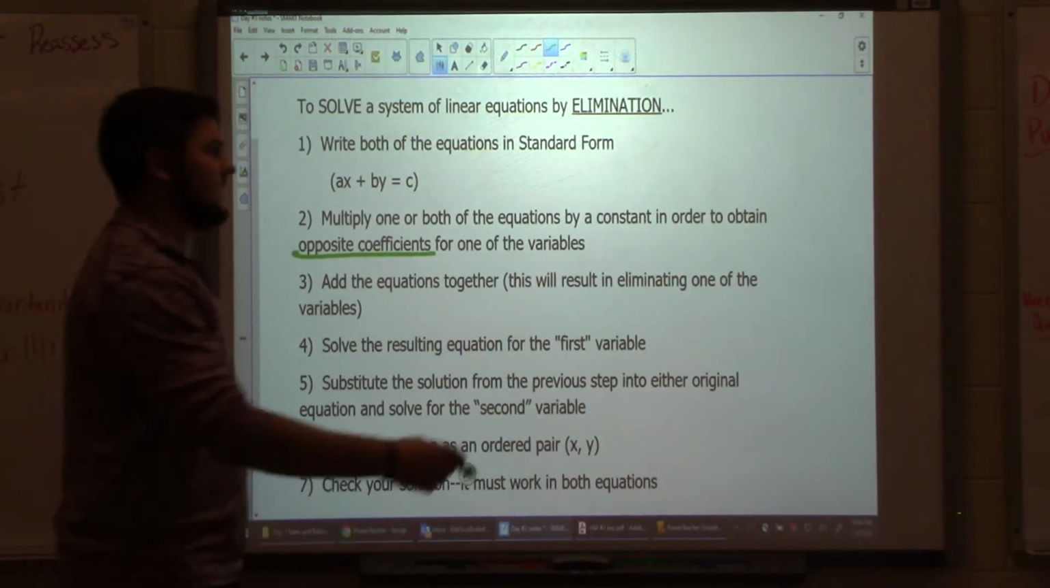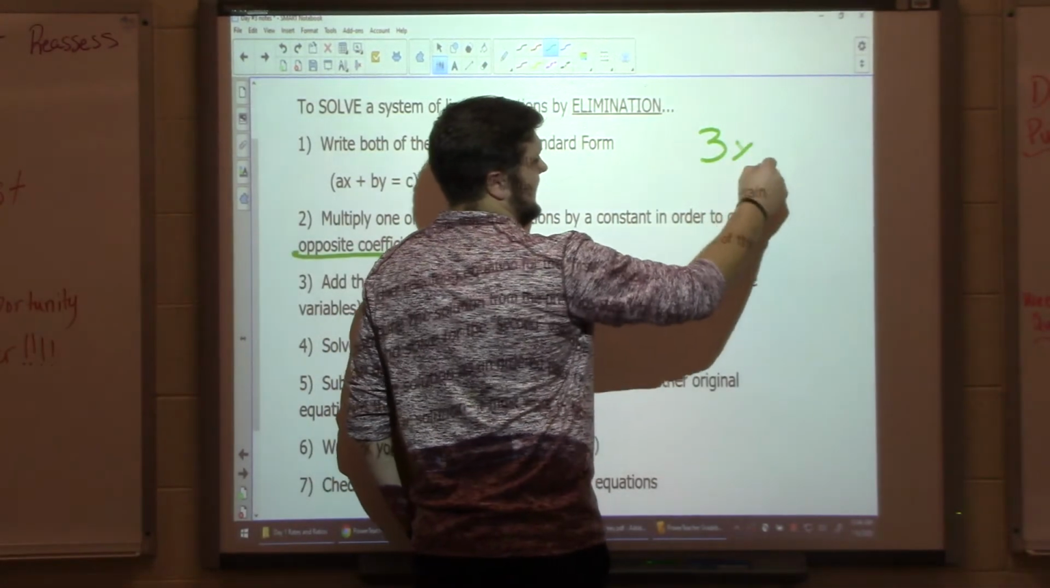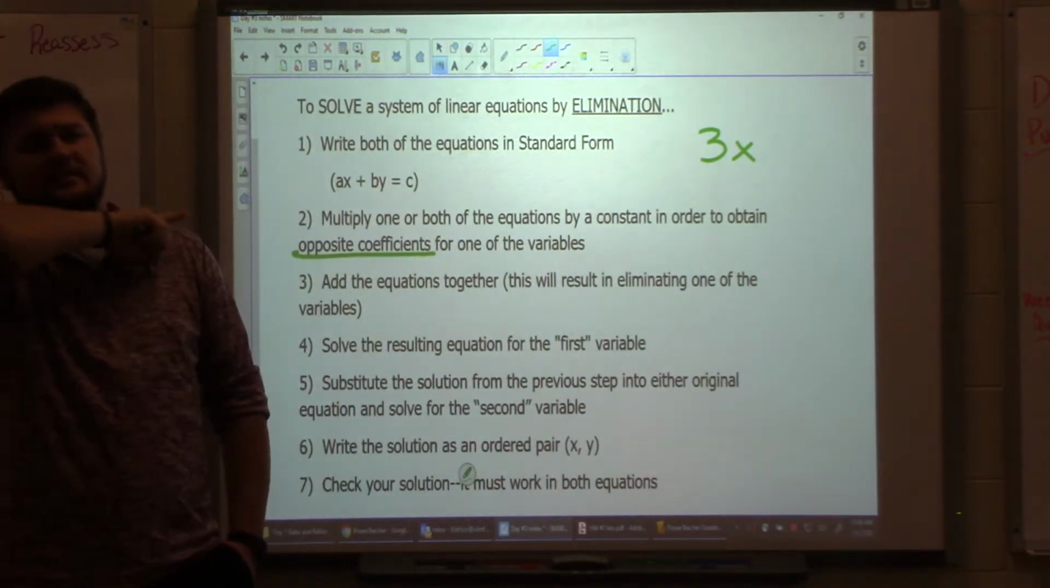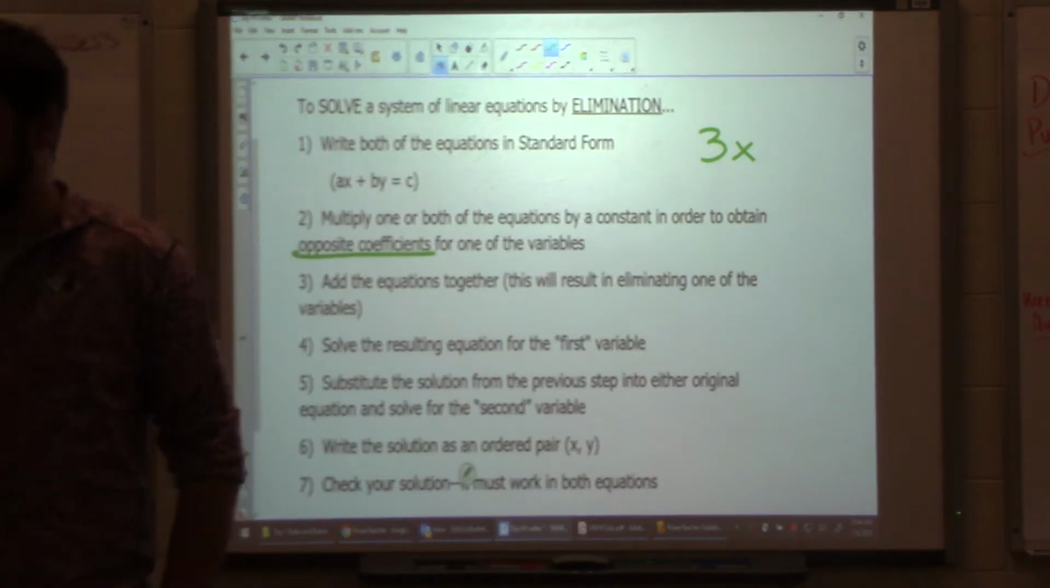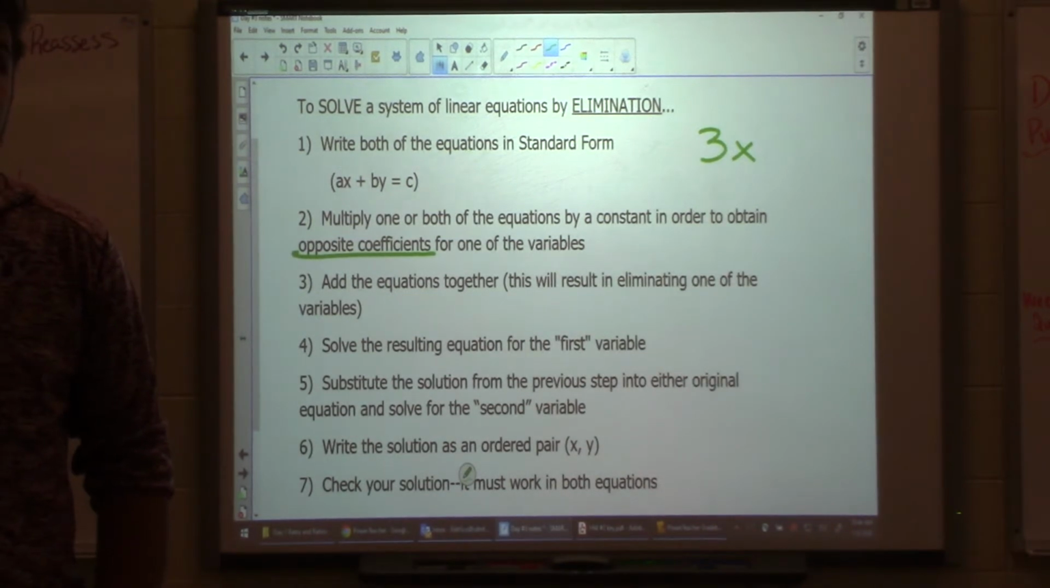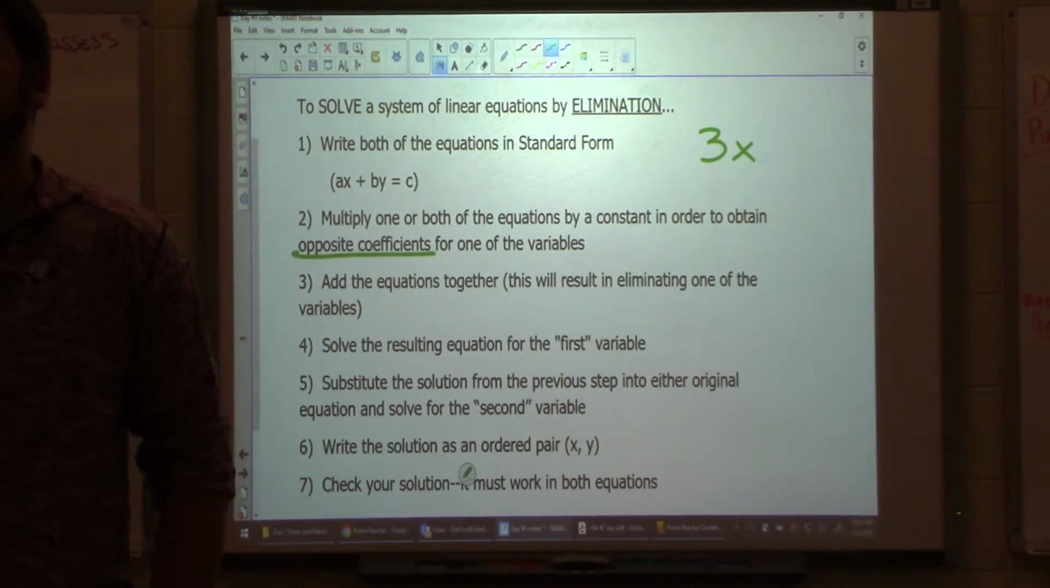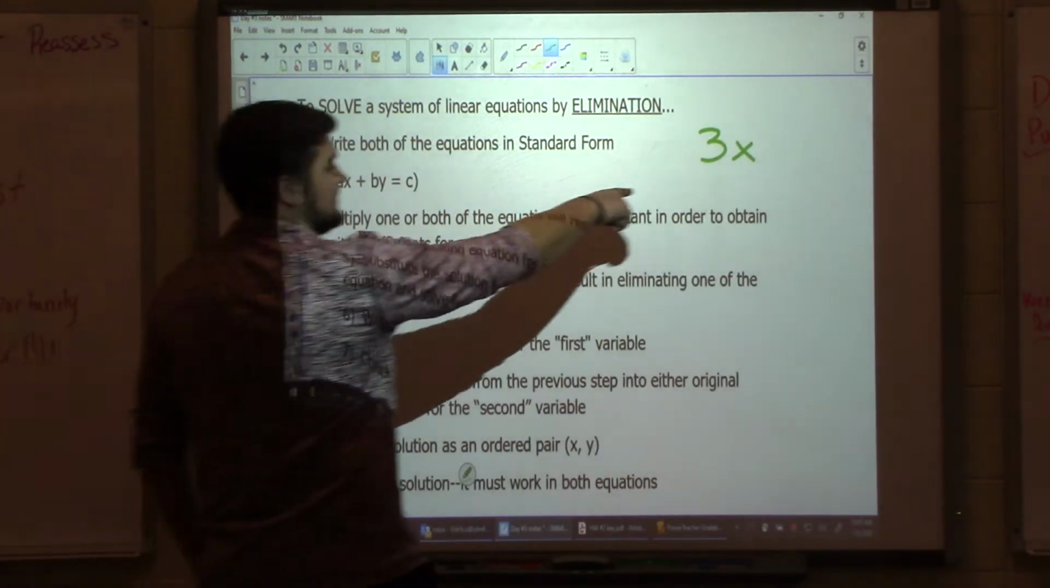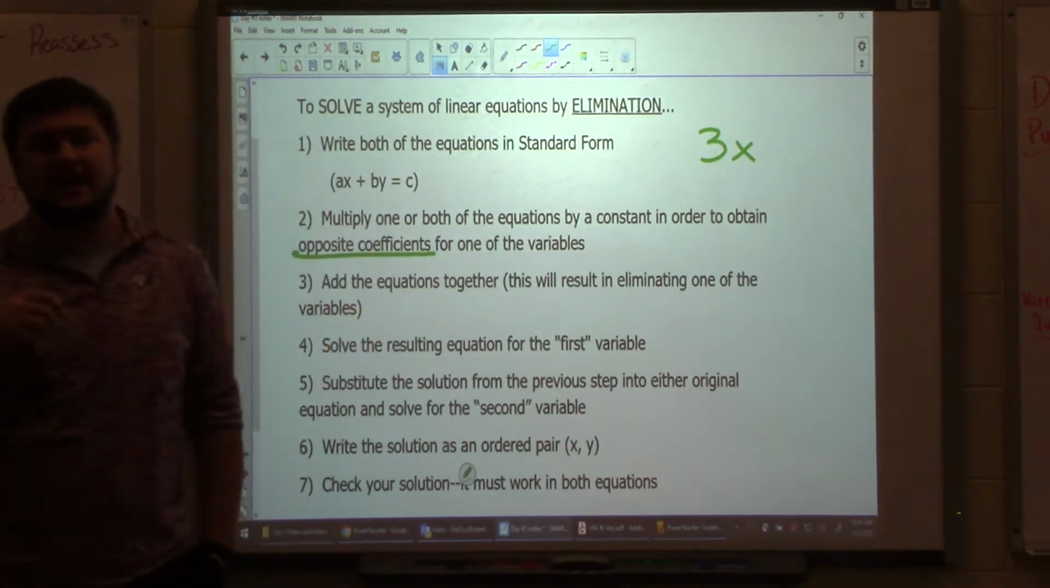If I give you like 3x, we call x a what? X is a variable. What's the word for 3? What is 3 called? A coefficient. So, the numbers in front of our variables are what we call coefficients. So like 3 is my coefficient for x.